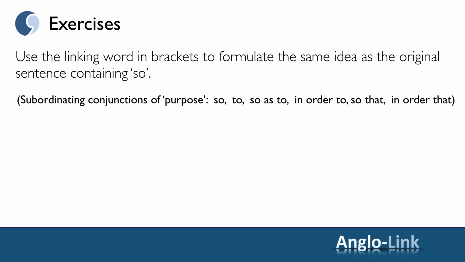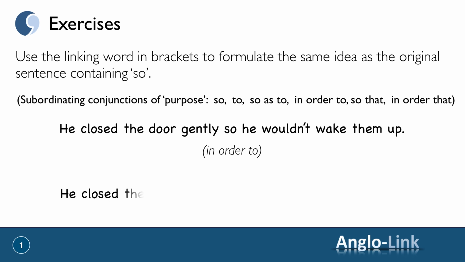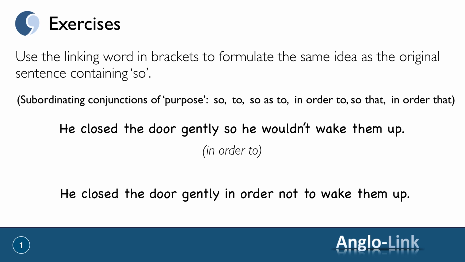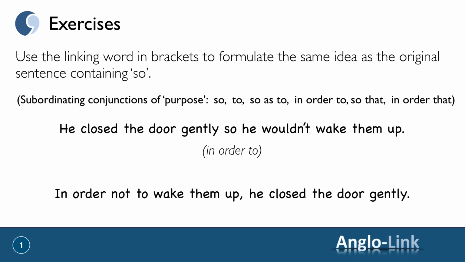Okay, let's get started with subordinating conjunctions. Number 1. He closed the door gently so he wouldn't wake them up. In order to. He closed the door gently in order not to wake them up. Or, in order not to wake them up, he closed the door gently.